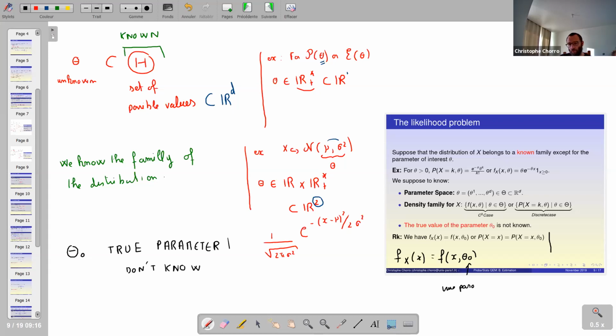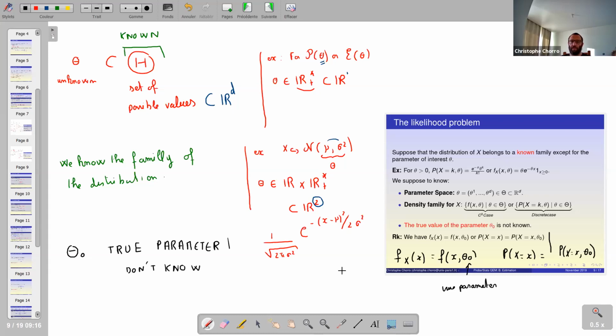I repeat, I don't know this parameter, but just say that it is the true one, the real one. And the same for the probability mass function of X in the discrete case: it will just be the probability that X is equal to small x, given that the parameter is in fact theta 0. So I am in this situation.